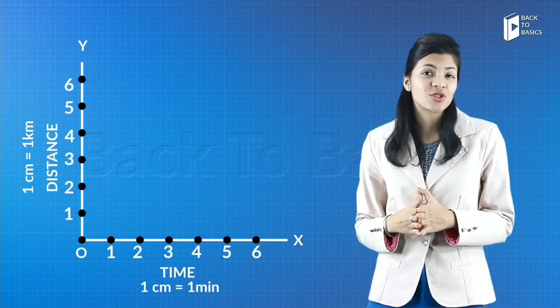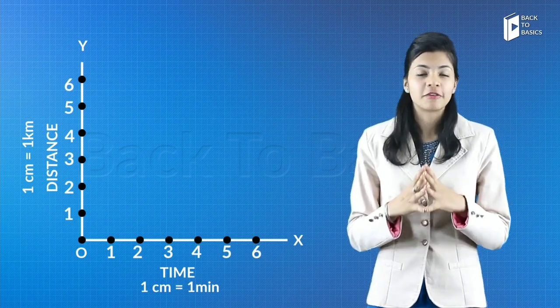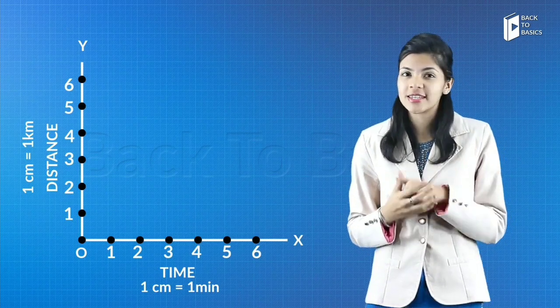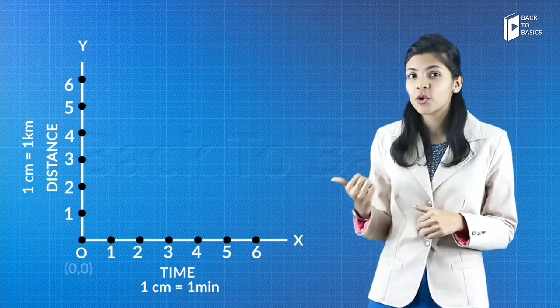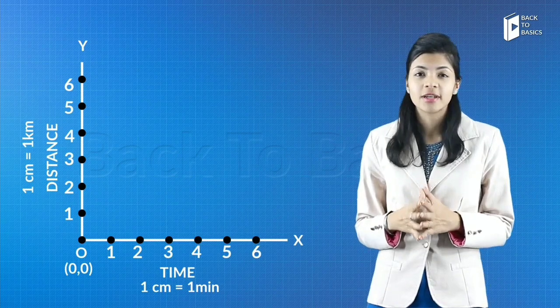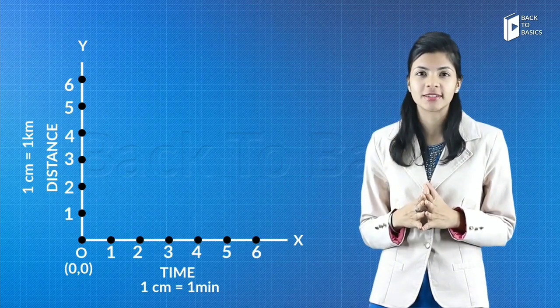Now, let's start plotting the points. The first point is 0 and 0. So that starts from the origin. Next point is 1 minute and 1 kilometer.